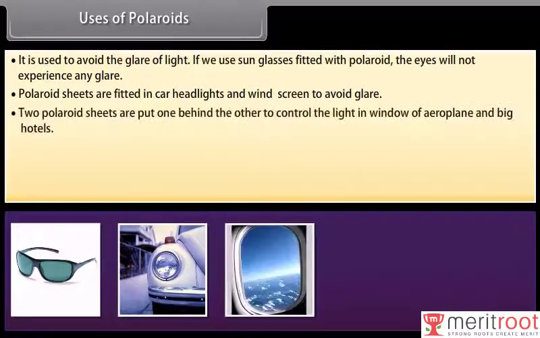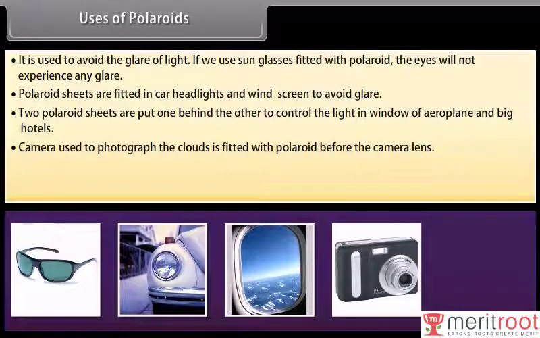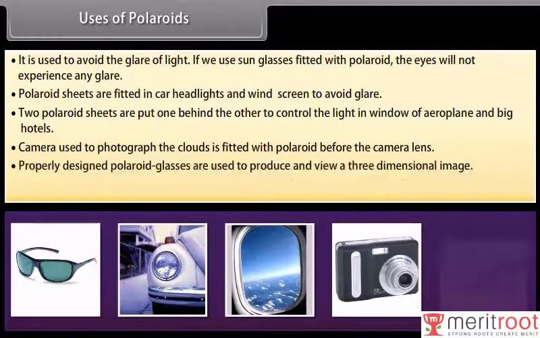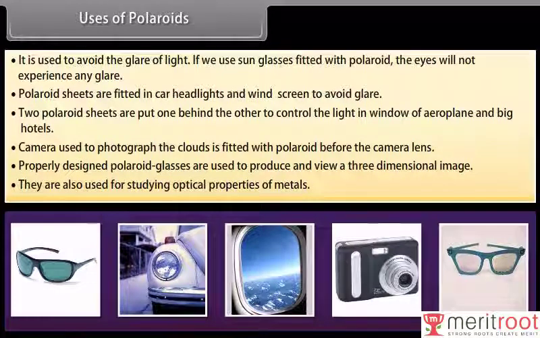Two Polaroid sheets are put one behind the other to control the light in windows of aeroplanes and big hotels. A camera used to photograph the clouds is fitted with a Polaroid before the camera lens. Properly designed Polaroid glasses are used to produce and view a three-dimensional image. They are also used for studying optical properties of metals.